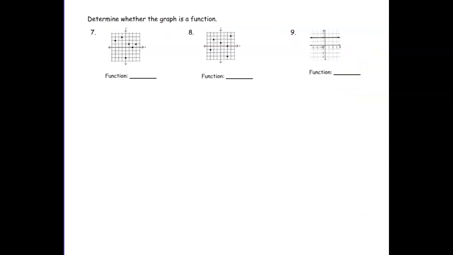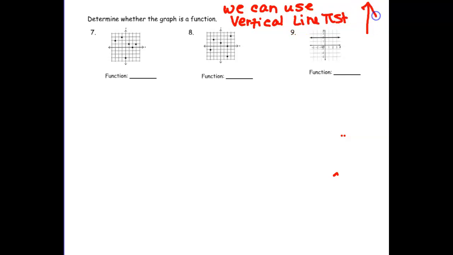Okay. All right. Now we can determine if a graph is a function. We can use the vertical line test, V-E-R-T-I-C-A-L, vertical line test. Now remember, a vertical line goes up and down like this.